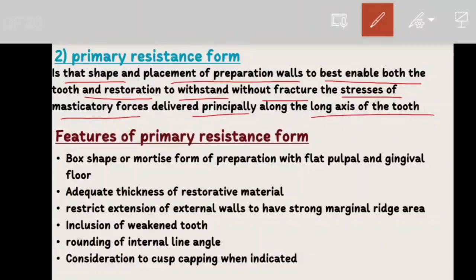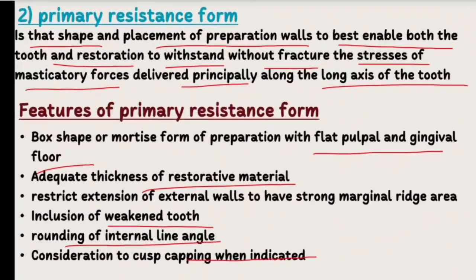So features of the primary resistance form are: flat pulpal and gingival floor, adequate thickness of the restorative material, rounded internal line angles, inclusion of the weakened tooth structure, and consideration of cusp capping when indicated.